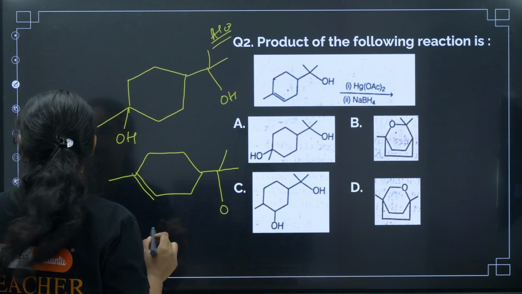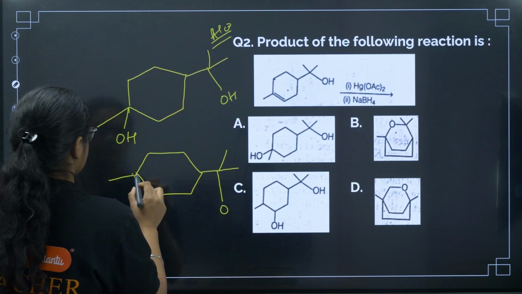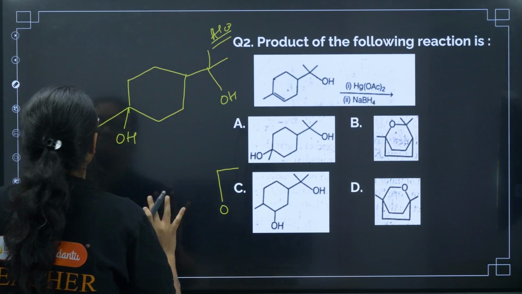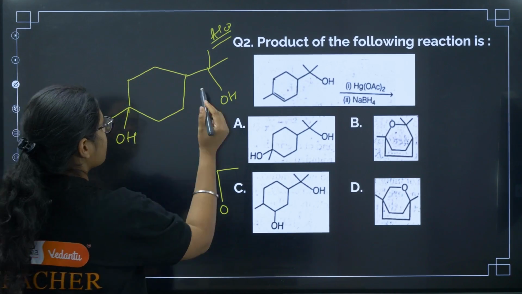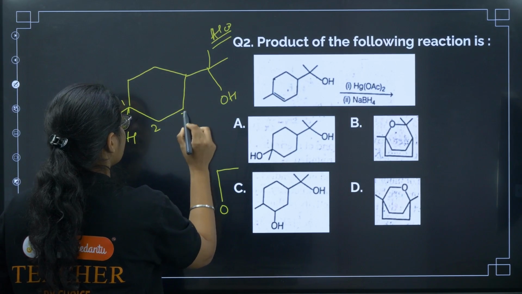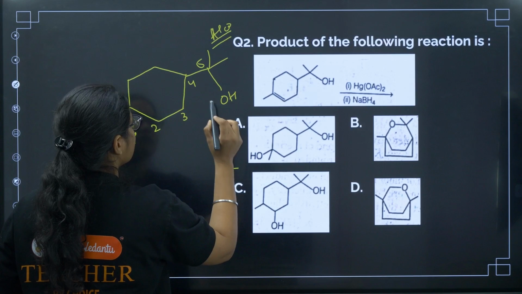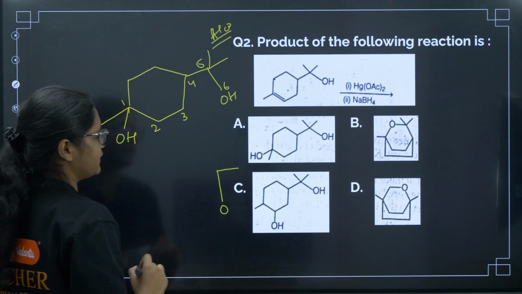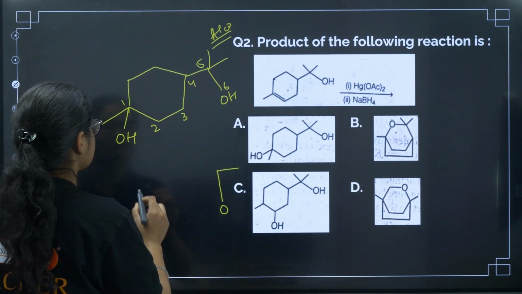Okay, so we can draw it in a different way here. Just a minute. So you can just count the number of carbons here. This is 1 carbon, 2, 3, 4, 5 and this O is my 6th member, right? So I'll get a 6-membered ring compound.